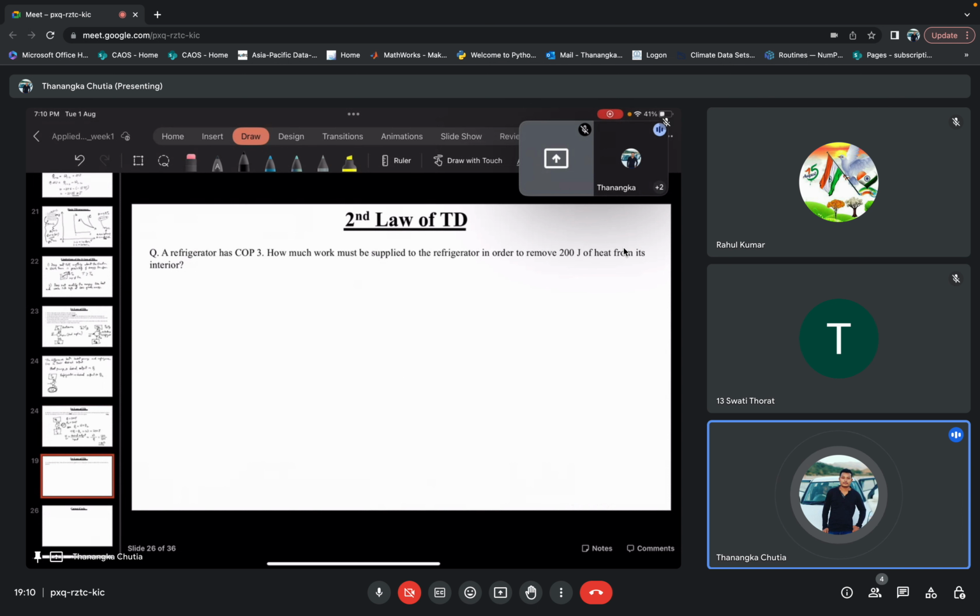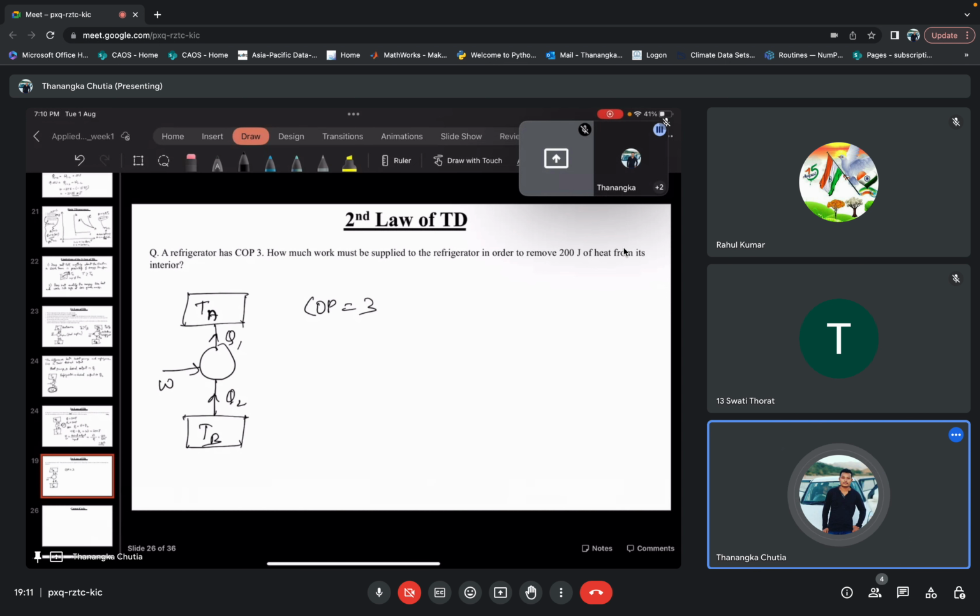Next, a refrigerator has coefficient of performance 3. How much work must be supplied to the refrigerator in order to remove 200 joule of heat from its interior? Similar, but now the diagram will be opposite, and this will be for a refrigerator. Now it is telling that my COP is equal to 3.